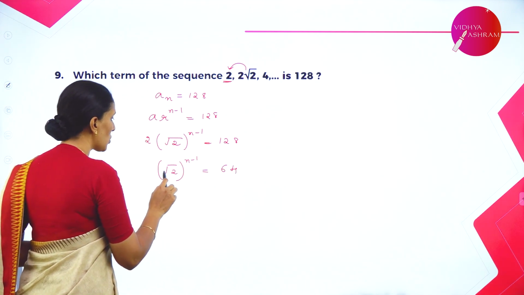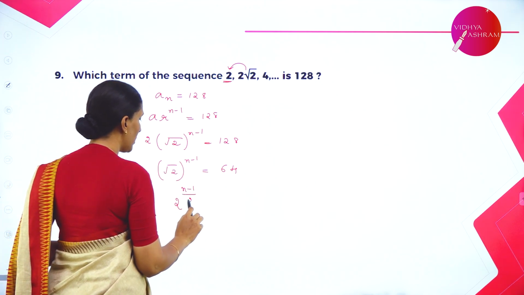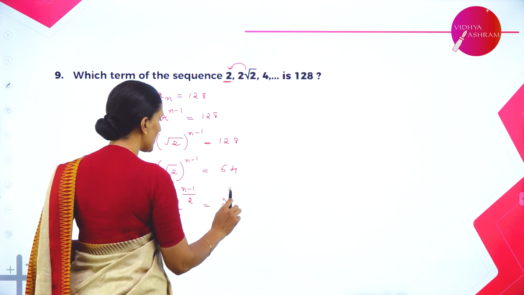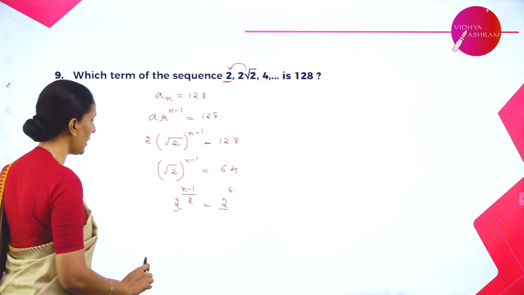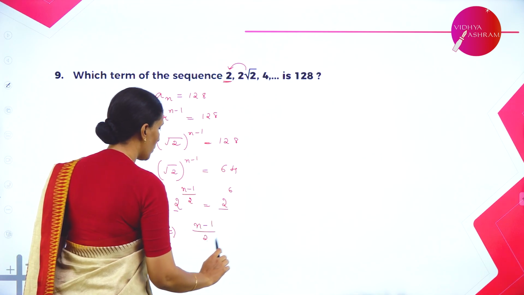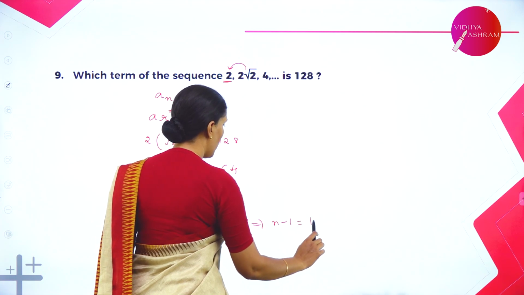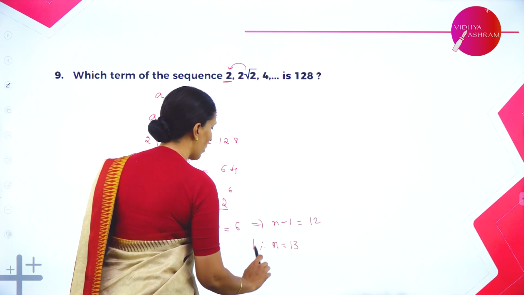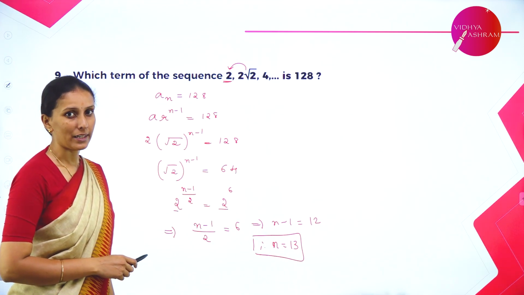Now if I convert square root into index form, I'll get 2 to the power (n minus 1) by 2 is equal to 64, which can be written as 2 to the power 6. Now since the bases are the same here, the powers can be equated. So therefore here I'll get (n minus 1) by 2 is equal to 6, which implies n minus 1 is equal to 12. Therefore n is equal to 13. So therefore the 13th term of the GP is 128.